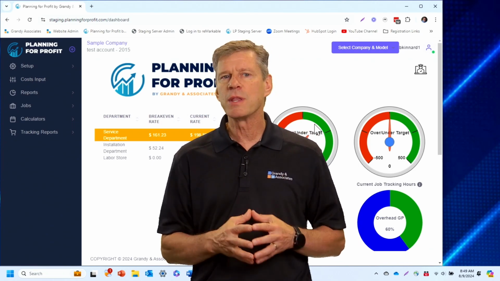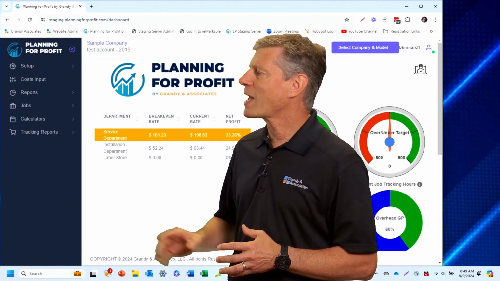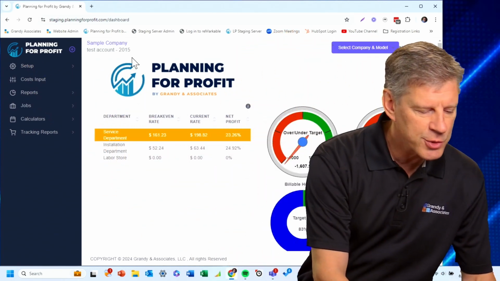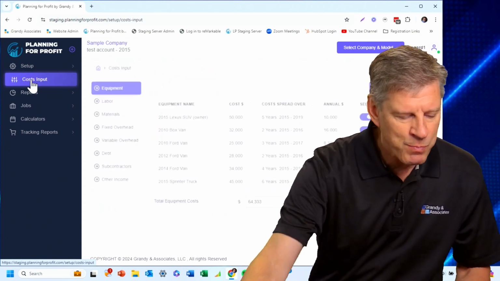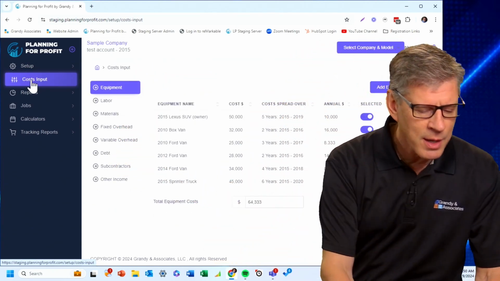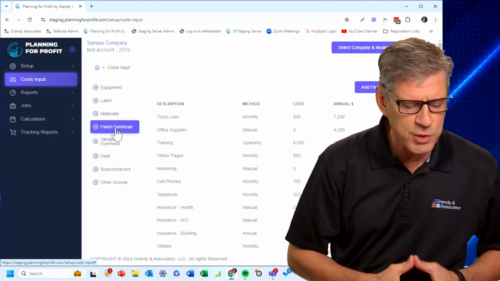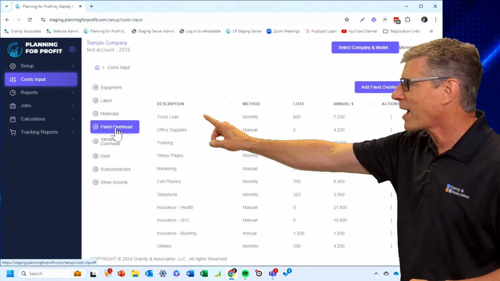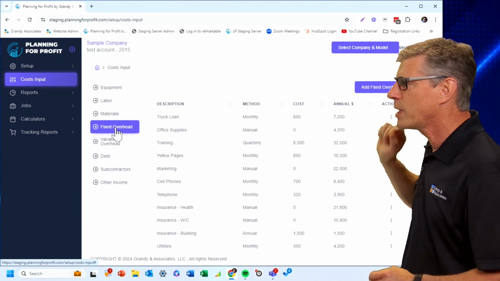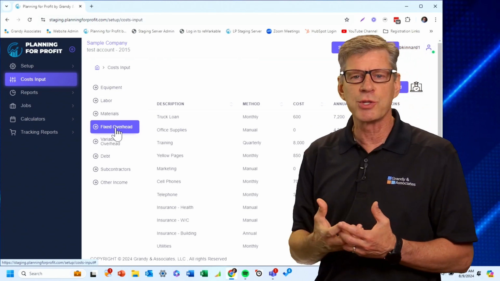Again, prior to this, what we've always done is we've just had a cost input category of fixed overhead expense. Right, so when I go in and take a look at that, we would simply look at fixed overhead expenses and we'd enter our loan payments there, right? So for example, in this case, I've got a truck payment, say monthly at $600 per month, $7,200 per year. And it's allocated into the software that way.